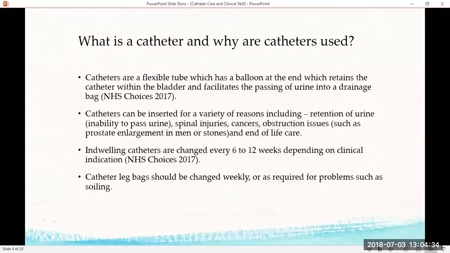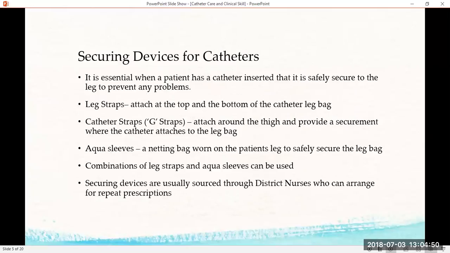As a rule, catheters are changed every 6 to 12 weeks, depending on the reason why they're in. And catheter leg bags should be changed weekly as routine. However, if you do have problems such as soiling, it's perfectly fine to change them sooner. So going on to securing devices.